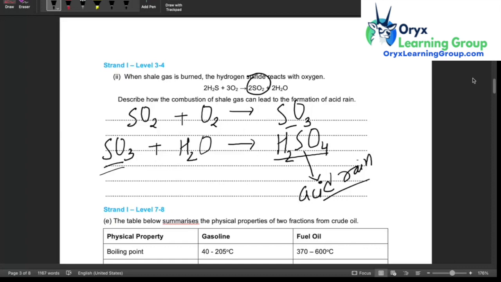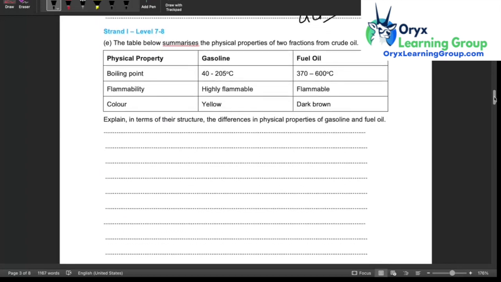Okay, let's go to the next one. Next question is the table below summarizes the physical properties of two fractions from crude oil. Explain in terms of their structure the differences in physical properties of gasoline and fuel oil. Anyone wants to try this one out? So this is level 7 to 8. So please try it out. Sarah, do you want to try it out?